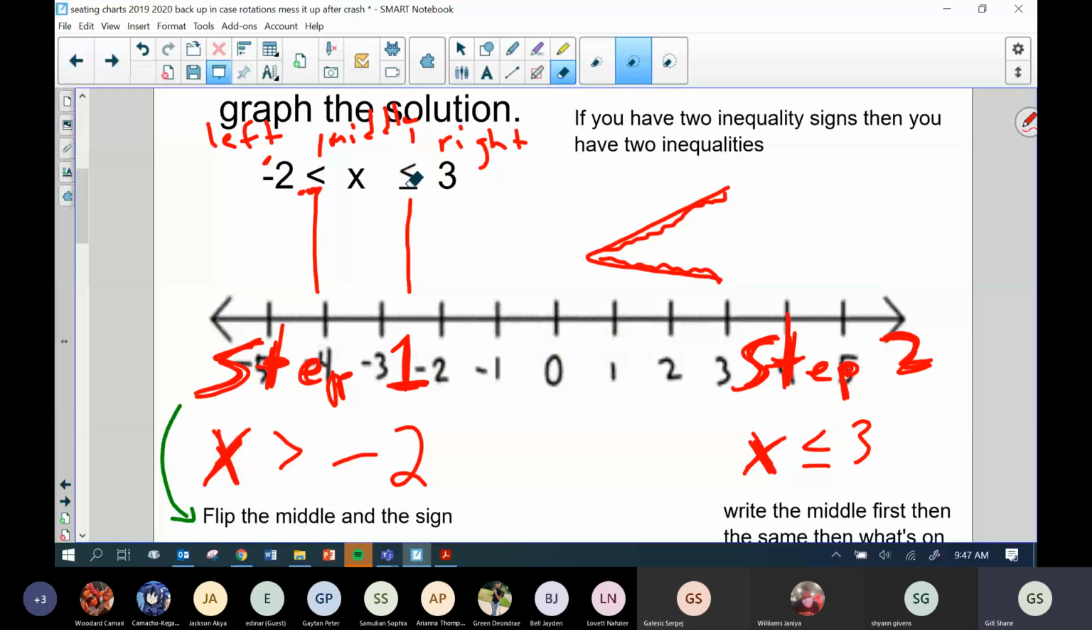this right here. -2 is less than x. So if you have it in this format already, normally they'll give you a word and say and, or they'll say or. But if you'll notice, we don't have a word here, right? We just have -2 less than x less than or equal to, and then 3.